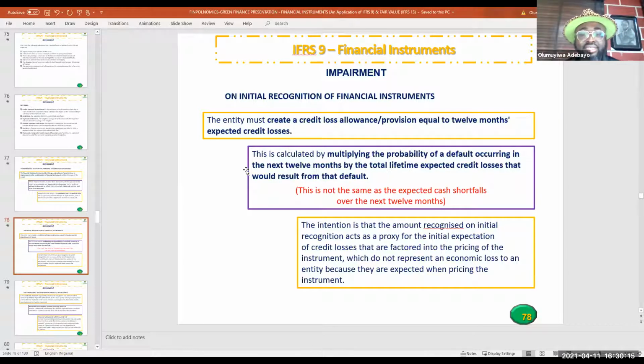Okay, finally, the intention is that the amount recognized upon initial recognition acts as a proxy for the initial expectation of credit losses that are factored into the pricing of the financial assets, which do not represent an economic loss to an entity because they are expected when pricing the instrument. And that's why the pricing of the instrument also plays a role in the assessment of financial instruments for impairment upon initial recognition as stage 1.